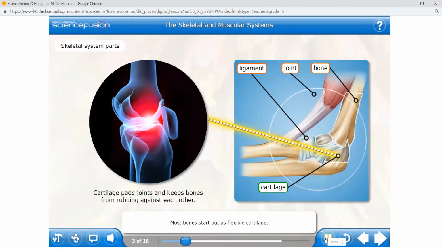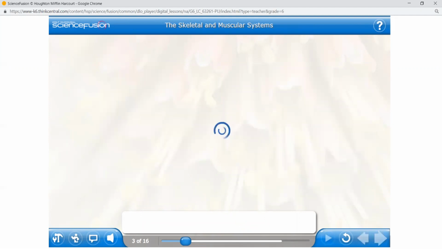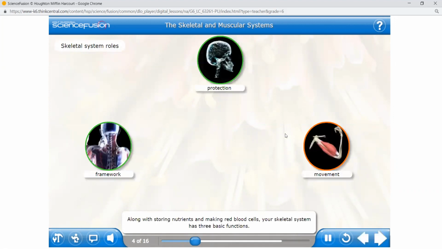Most bones start out as flexible cartilage. When a baby is born, it has a lot of cartilage. As the baby grows, most of the cartilage is replaced by bone. Along with storing nutrients and making red blood cells, your skeletal system has three basic functions. Select an image to learn more about the functions of your skeletal system.